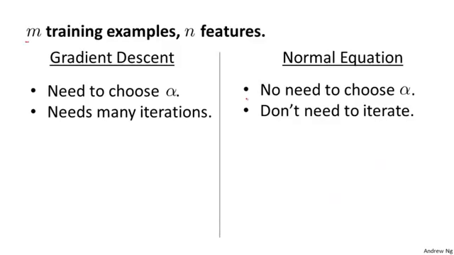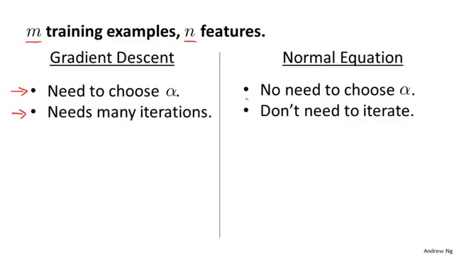Let's say you have m training examples and n features. One disadvantage of gradient descent is that you need to choose the learning rate alpha, and often this means running it a few times with different learning rate alphas and then seeing what works best. And so that's a lot of extra work and extra hassle. Another disadvantage of gradient descent is that it needs many iterations, and so depending on the details, that could make it slower, although there's more to the story, as we'll see in a second.